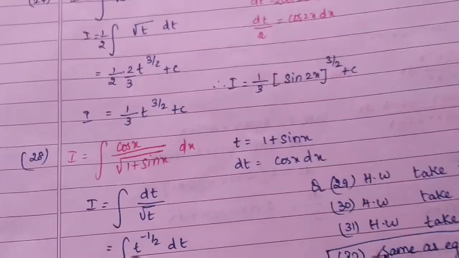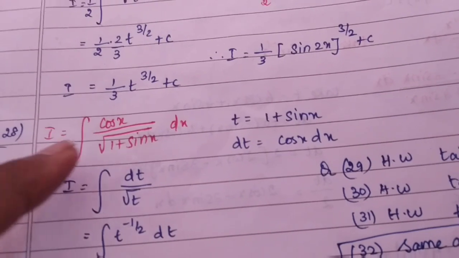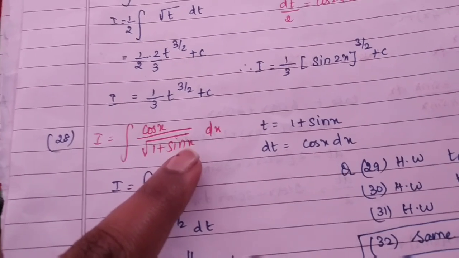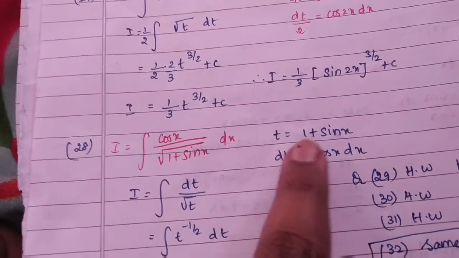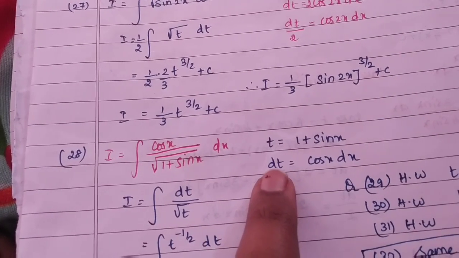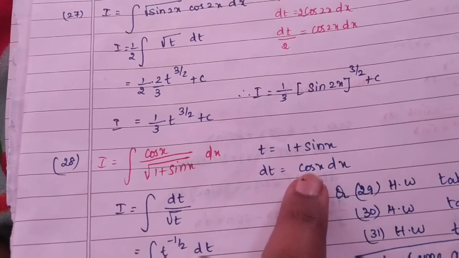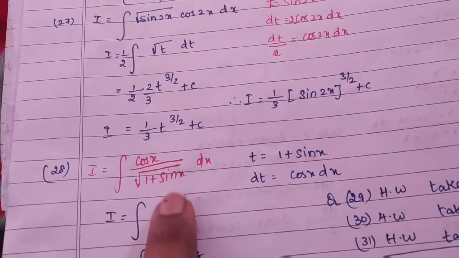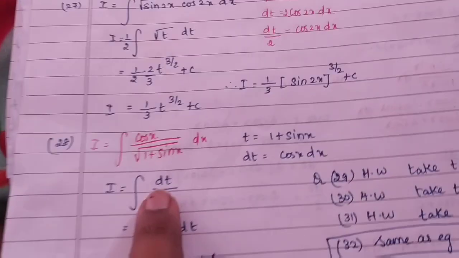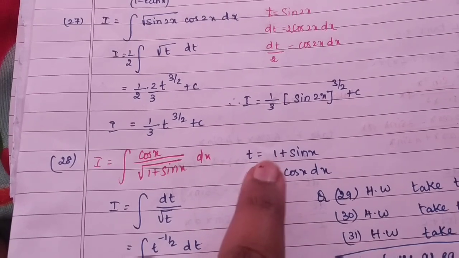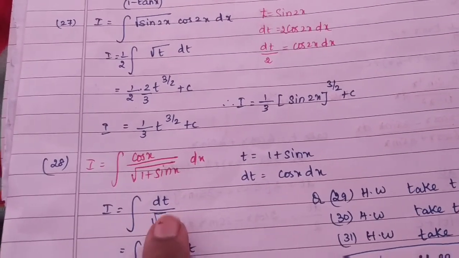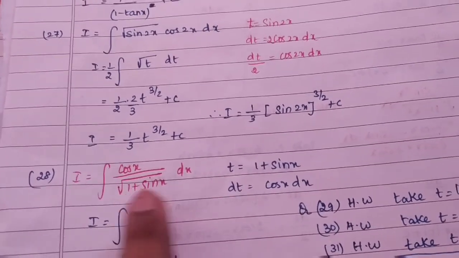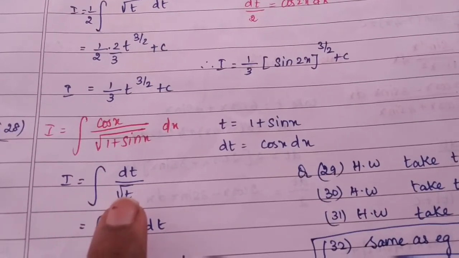The next one, integral equal to integral over cos x into root of 1 plus sin x into dx. As I told, 1 plus sin x you need to take to be t. Therefore, when you take t equal to 1 plus sin x and differentiate it, you will get dt equal to cos x, since sin x differentiated is cos x. So, cos x into dx. Substitute cos x dx to be dt, divided by this 1 plus sin x, which can be written as t, therefore root t. Therefore, you will be getting dt divided by root t.